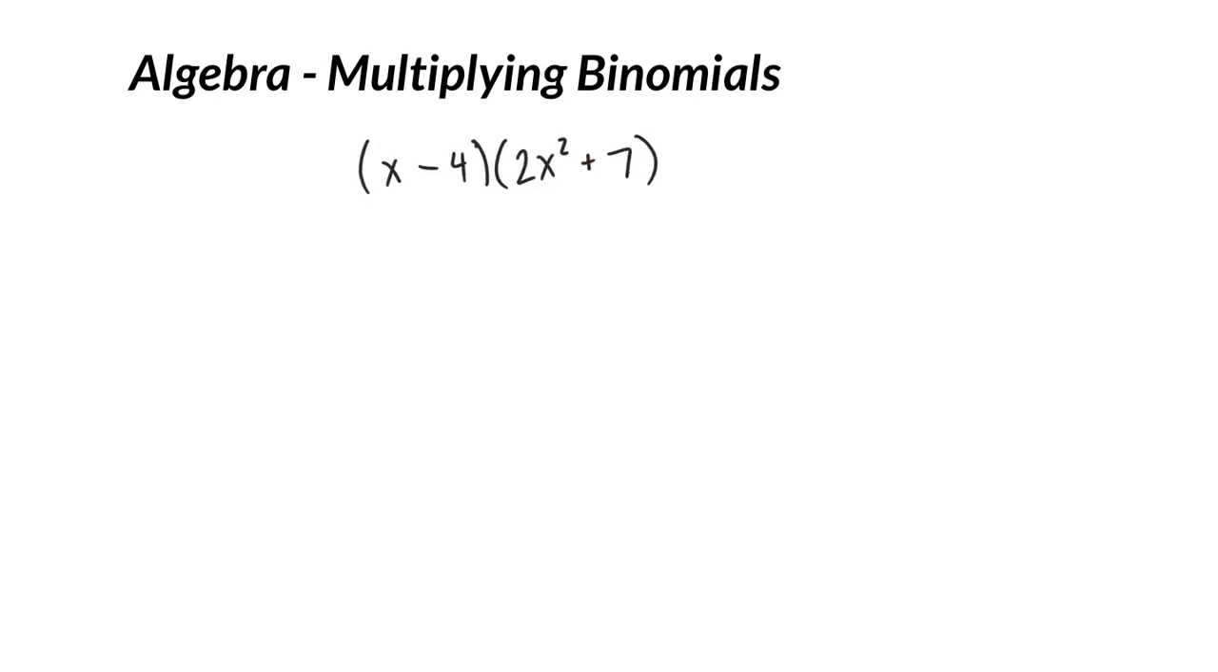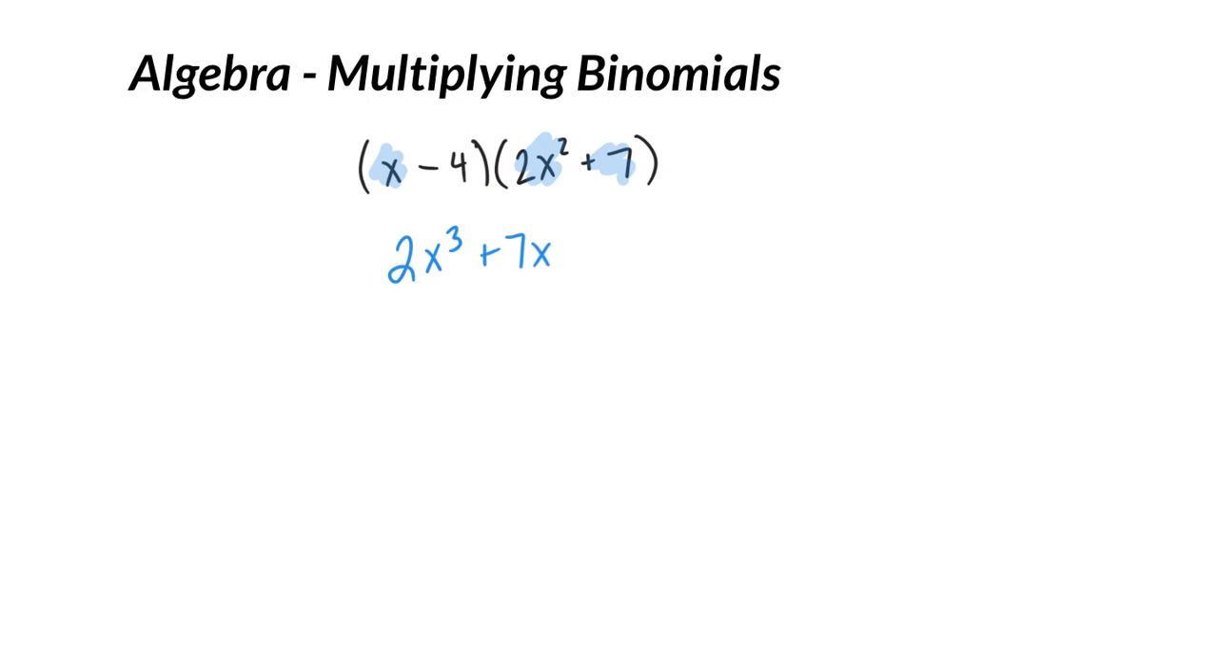Let's do another one. x minus 4, that binomial, multiplied by 2x squared plus 7. Again, what the parentheses on this mean is that I want to take both parts and multiply it, distribute it, not just the minus 4. So let's do this again this way. We'll take the x and multiply that by each of those 2 terms. So x times 2x squared is 2x cubed, and x times 7 is 7x.